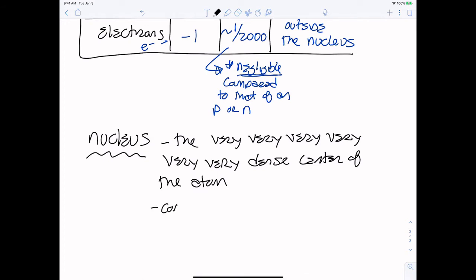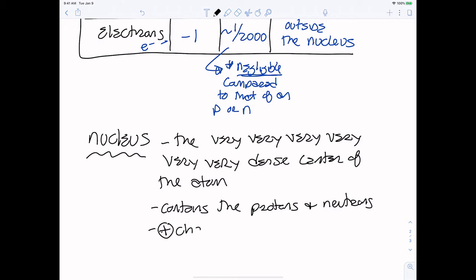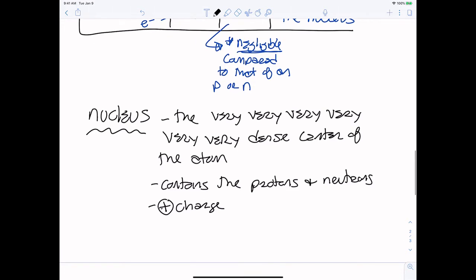It contains the protons. We're being redundant here, but let's be complete. And neutrons, which means it has a positive charge. I'm not putting a number there because it's going to depend on how many protons it has, right? If it has 2 protons, it's going to have a positive 2 charge. If it has 10 protons, it's going to have a positive 10 charge. So it is going to be positively charged. How positive, again, depends on the number of protons.